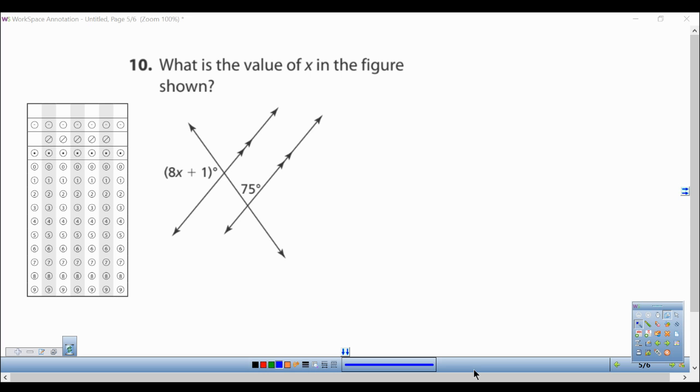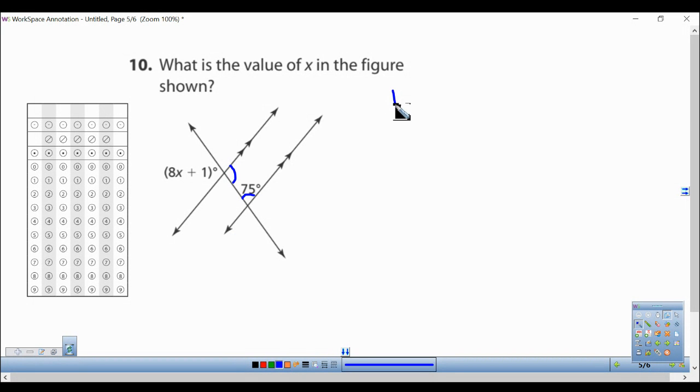Another way to do this question 10. It says, what is the value of x in the figure shown? So this is 75 and this is 8x plus 1. That means that this angle plus this angle has to give me 180.